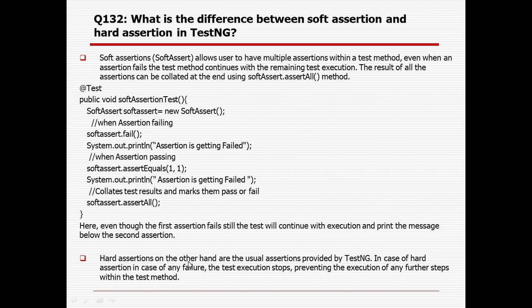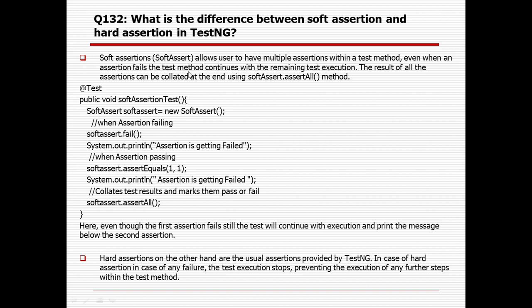Hard assertions, on the other hand, are the usual assertions provided by TestNG. In case of any failure, the test execution will stop. It will hard stop the test execution, preventing the execution of any further steps within the test method. So if we are using hard assertion and any test method, class, or test fails, it will not execute the rest of the test case. So it will be a hard stop.